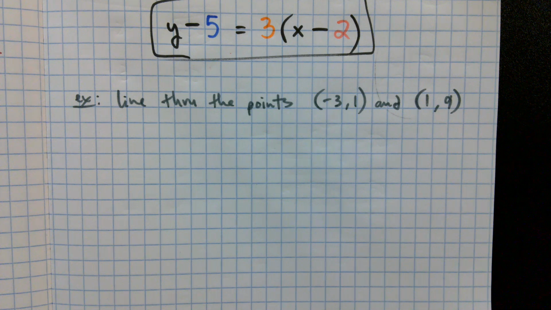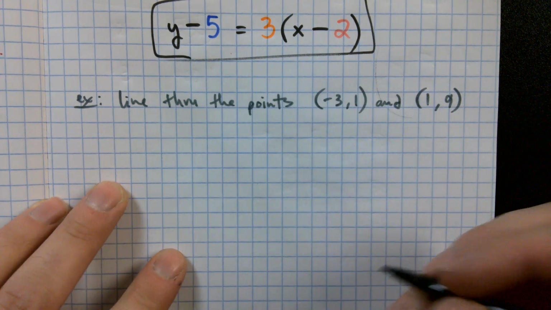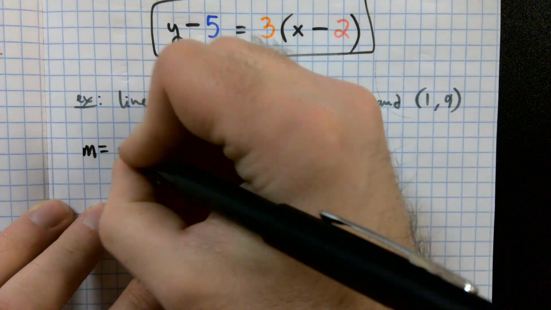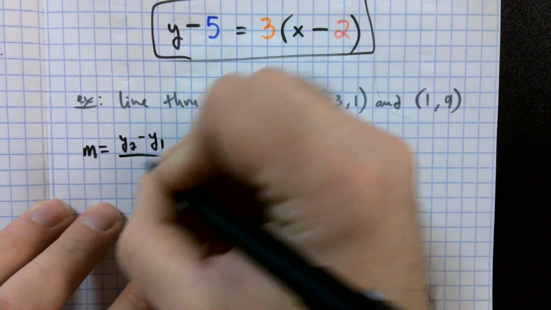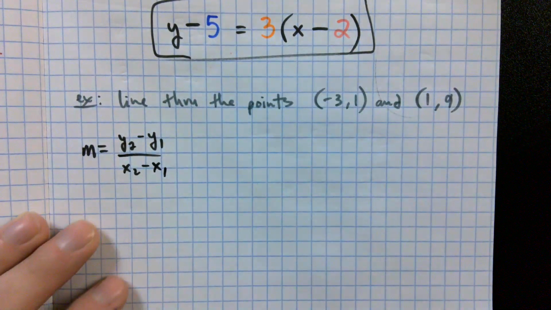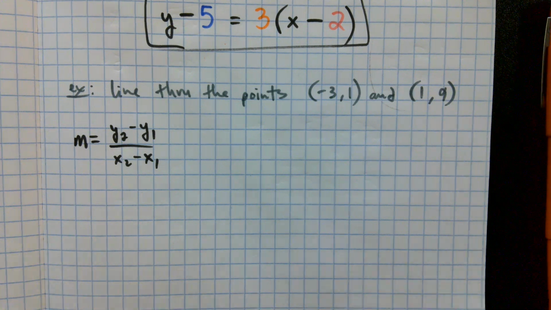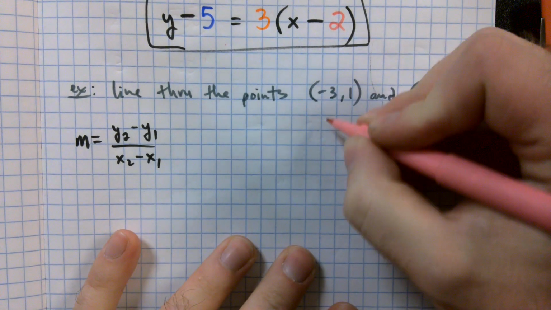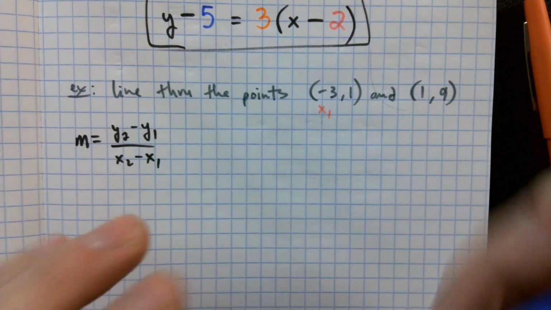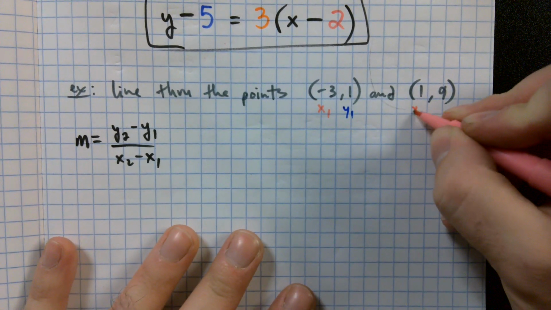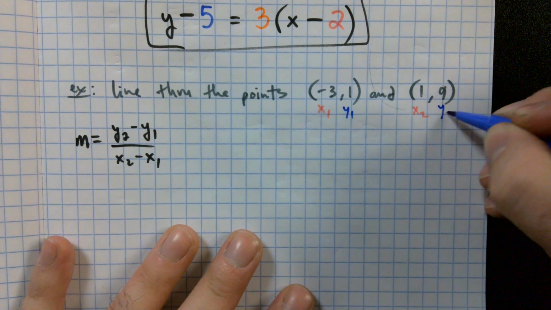Find the slope by using y2 minus y1 over x2 minus x1. That's right, the slope formula. m is equal to y2 minus y1 over x2 minus x1. What can I label -3, 1? x1 and y1. What can I call 1, 9? x2 and y2.